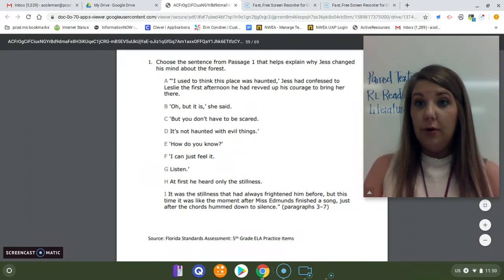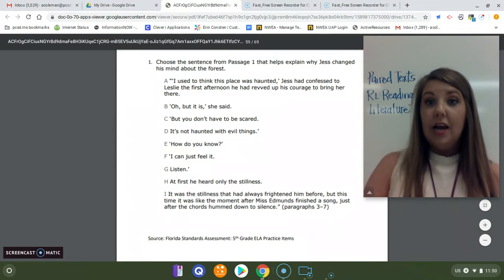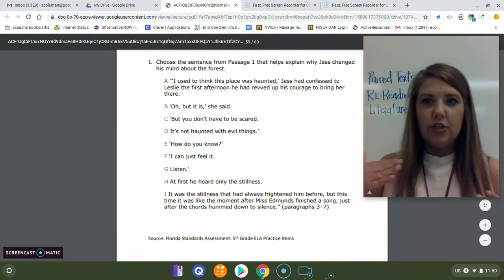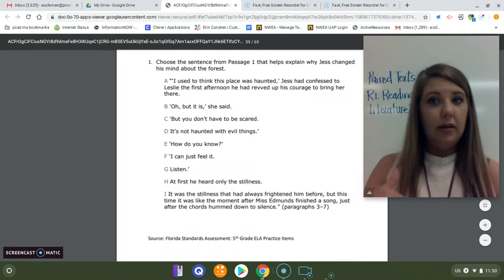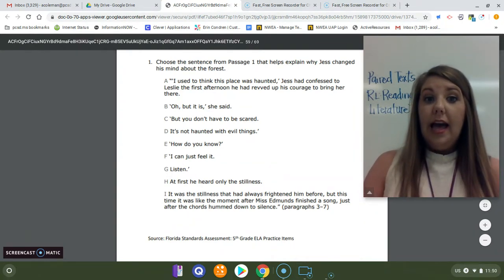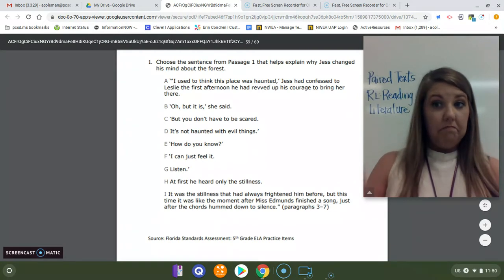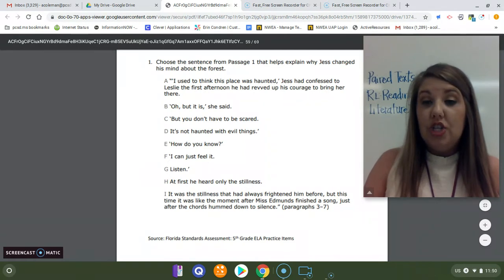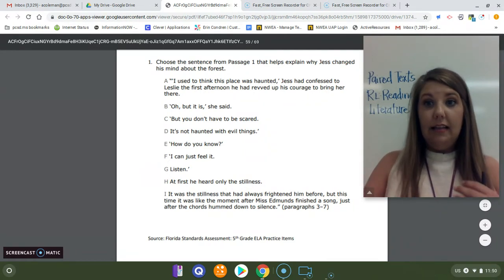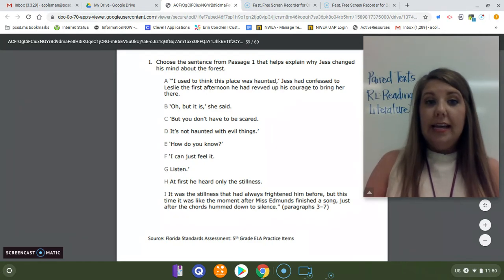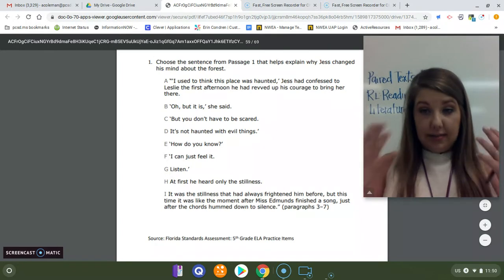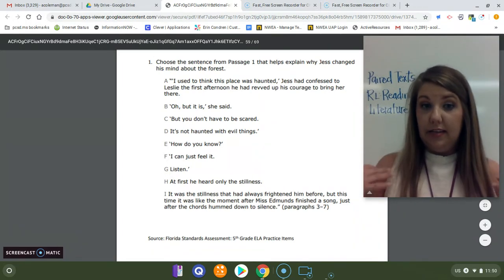E. How do you know? Okay, that's Jess talking, but how do you know? Does that show us how he's feeling? Does that give us any description of how he feels at the moment? No. F. I can just feel it. Feel what? It doesn't give us any description of the feeling. G, listen. That's Leslie telling him to listen. It's nothing about Jess and how he feels. H, at first he heard only stillness. Yes, that's telling something he heard, but it doesn't tell how he feels.